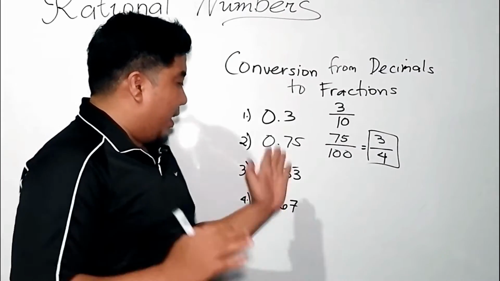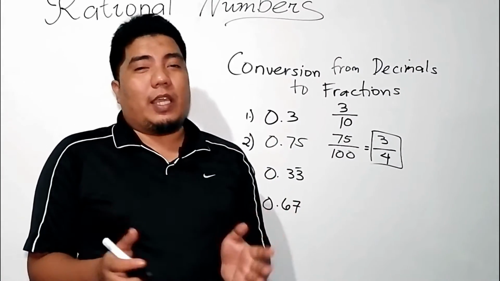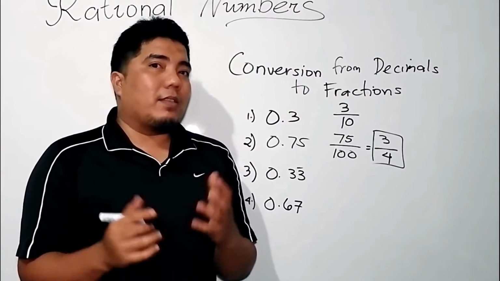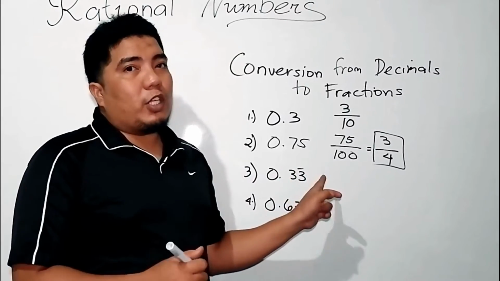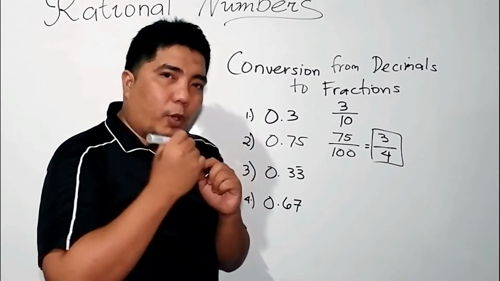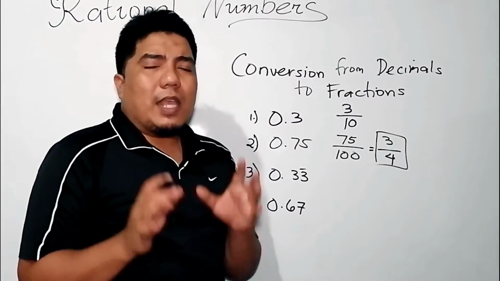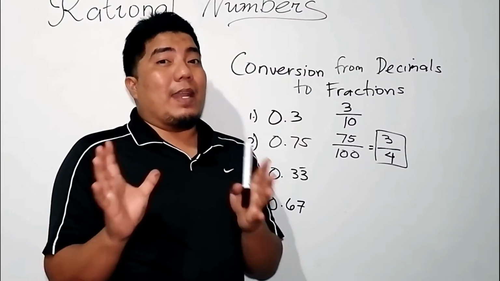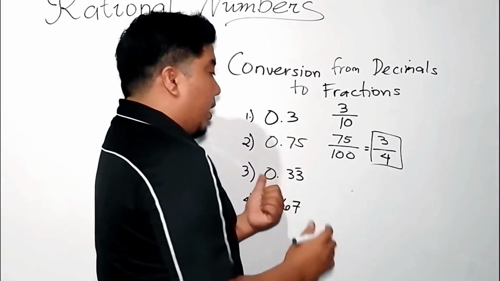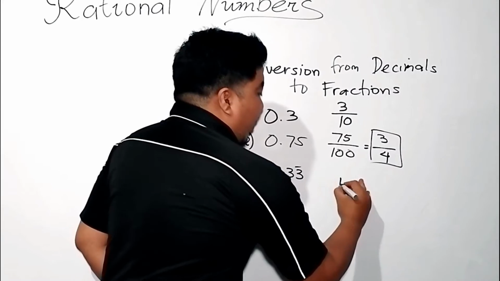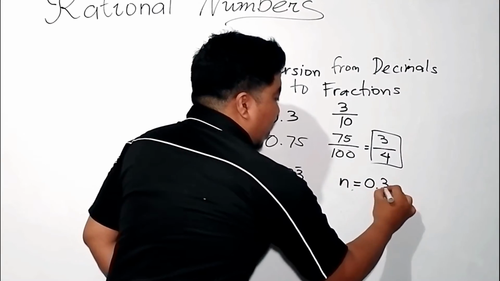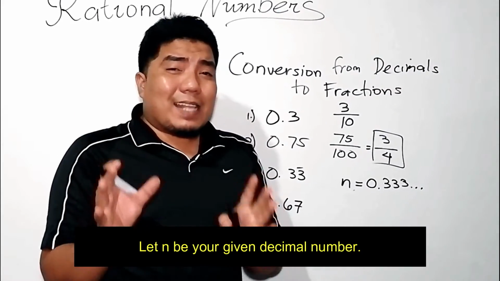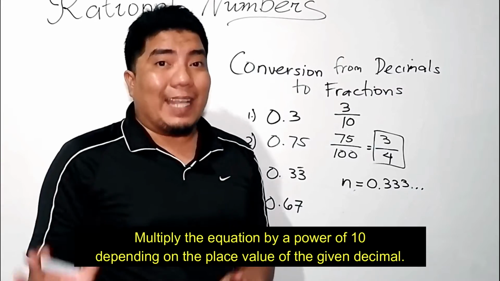Okay, math learners, we have here example number 3, which is 0.33. This is an example of a decimal that is non-terminating and repeating, because this 3 here has a vinculum, meaning it will never stop. That is 0.3333. Now, the question is, how do we convert this one? Okay, first thing you should do is you will make an equation. Let's say that this number will be our first given. We have n is equal to 0.333. Okay, doesn't end, right?